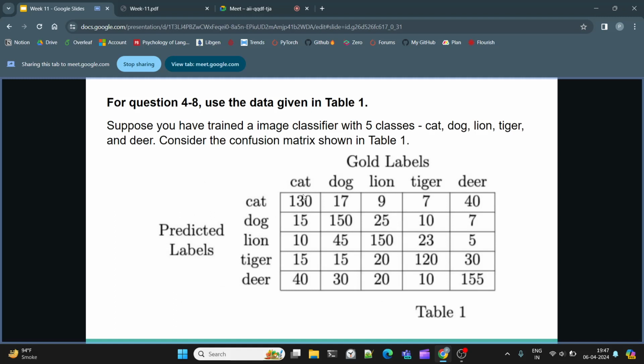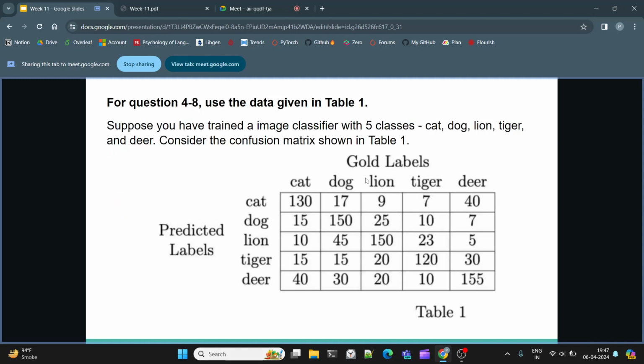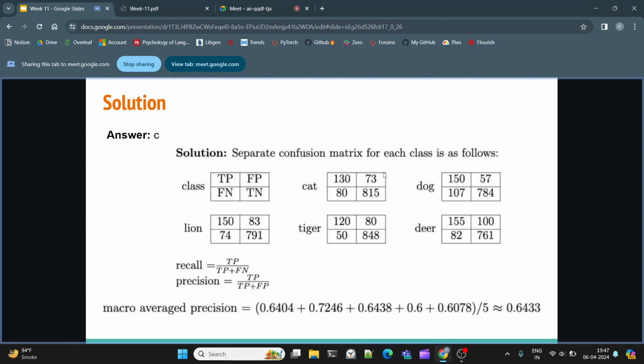So this is 130. What about the true negative? True negative would be all these values. Here the goal label is something else, but the model predicted it to be cat. So these are the true negatives. You sum these up, you'll get 73.